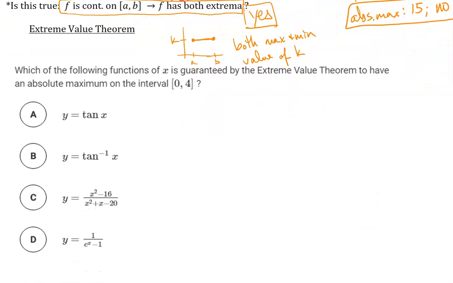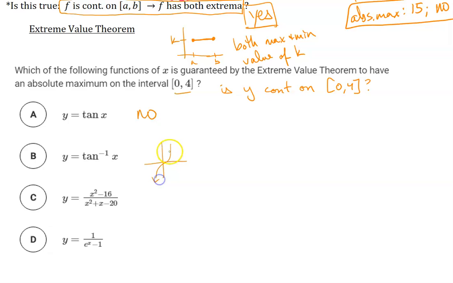All right, one more example using the extreme value theorem. Which of the following functions is guaranteed by the EVT to have an absolute max? The only condition for having an absolute max on this interval is that it has to be continuous. So is y continuous on the closed interval? That's all we need to consider here. So y equals tangent x. Is that continuous on the closed interval? No, it is not. y equals tangent inverse of x. Is that continuous on the closed interval? Yes, it is.